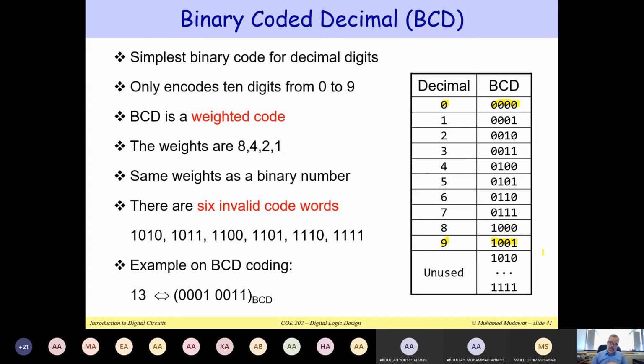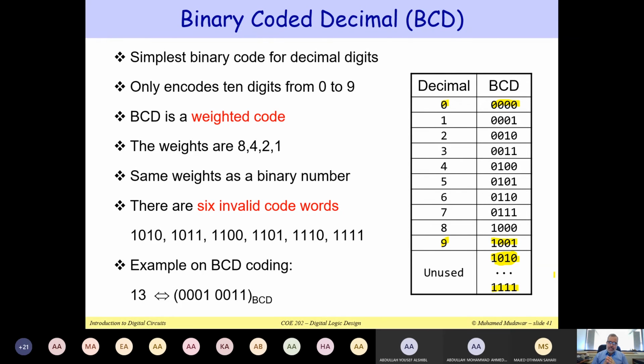Now, we only have 10 digits. So there are 6 codes that will be unused, which are from 1010 to 1111. These are unused because we only have 10 decimal digits, and with 4 bits in binary you can have 16 codes. So therefore, 16 minus 10 is 6. So these 6 codes are unused.